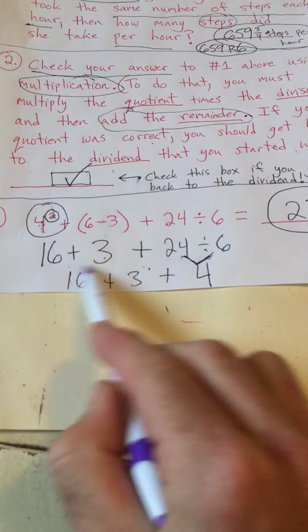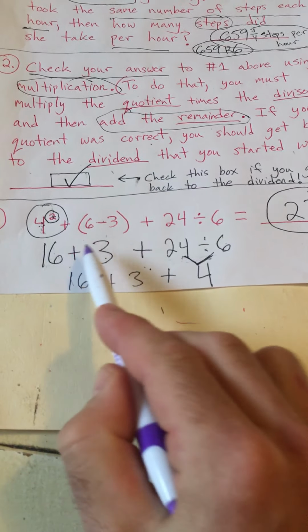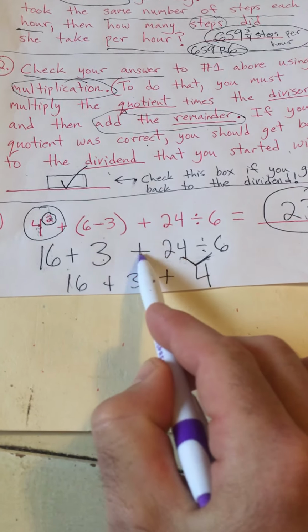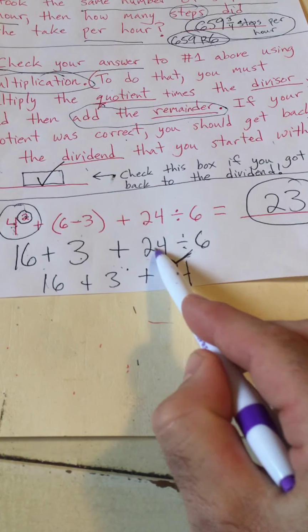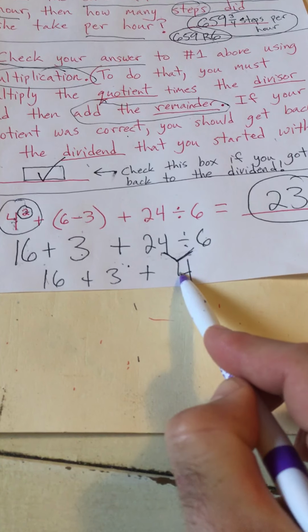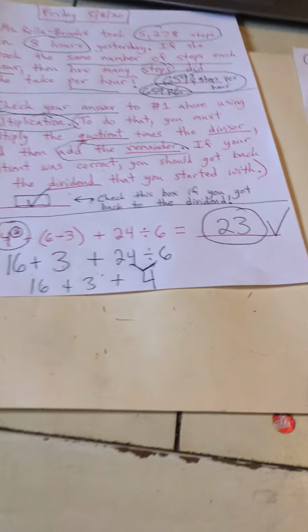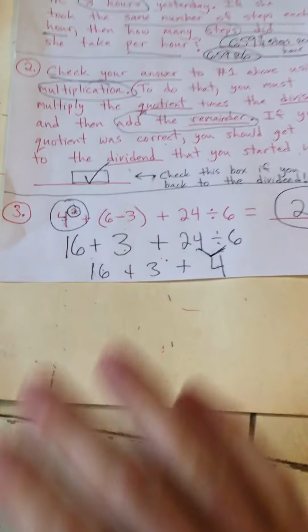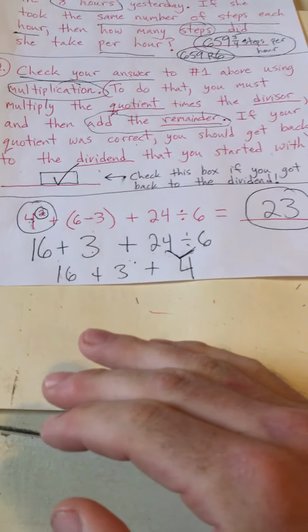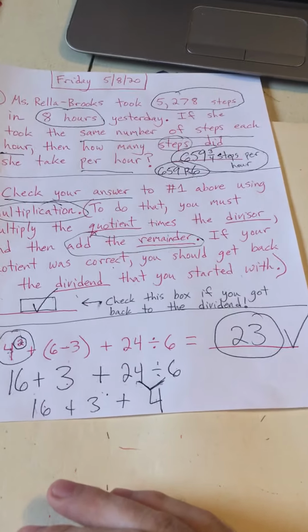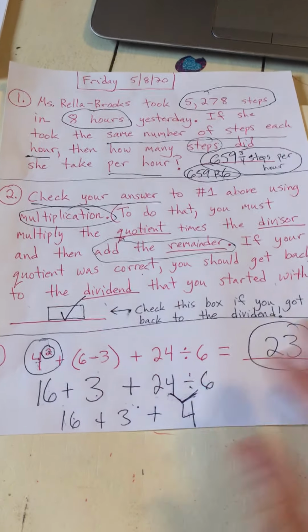We're not going to do the addition yet. We're not going to turn that into 19. We're not going to add the 3 and the 24 yet. We're going to do this division first. That's 4. And then we have all addition. 16 plus 3 is 19. Plus 4 is 23. All right. It's important with these ones that you go back and just check one more time because they can be very, very tricky. All right. Those were tough today.